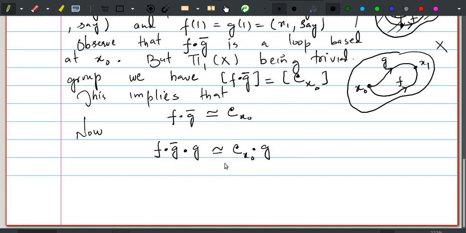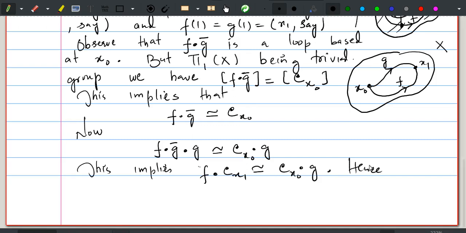So this implies, because this product here is homotopic to c x0. Now g inverse dot g, so first we travel g inverse, then g, so this is a constant loop based at x1. So this implies that f composite with this product here, this is c x1, is homotopic to c x0 product with g, and hence this product here is f, and this product here is g, so hence f will be homotopic to g.